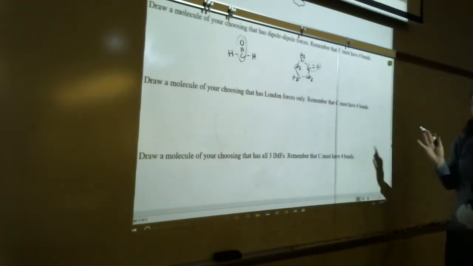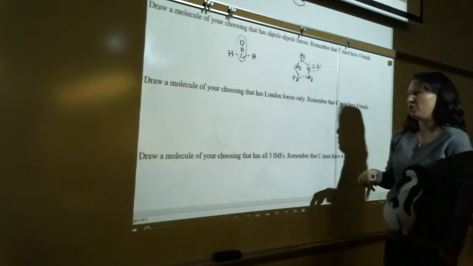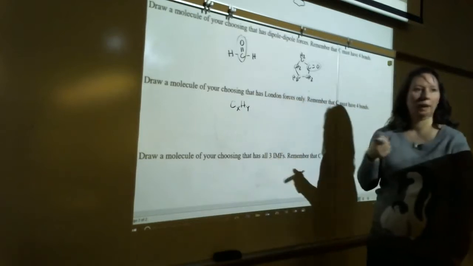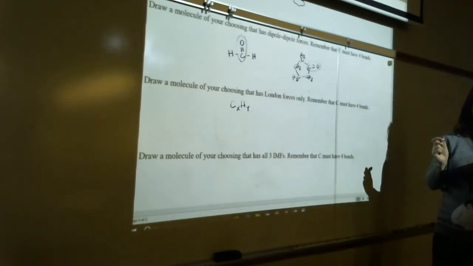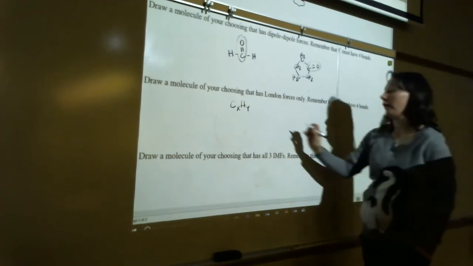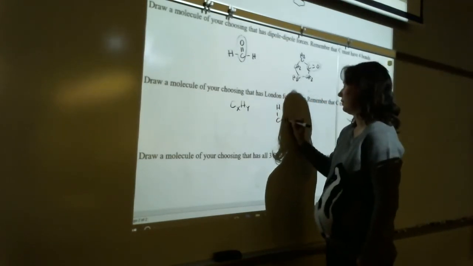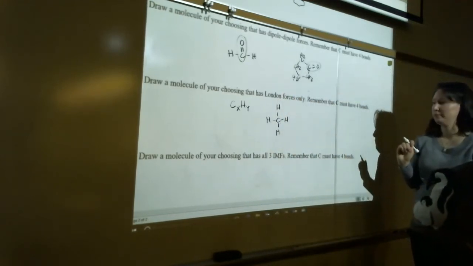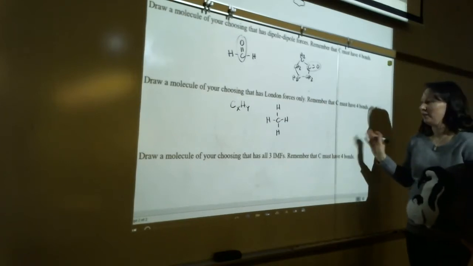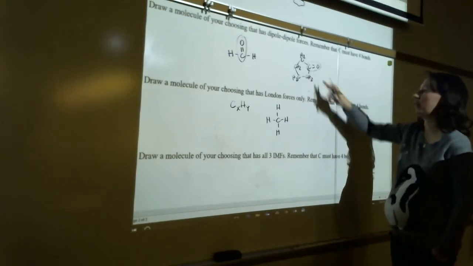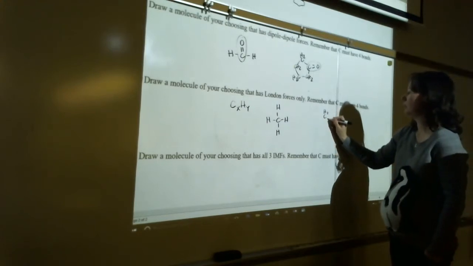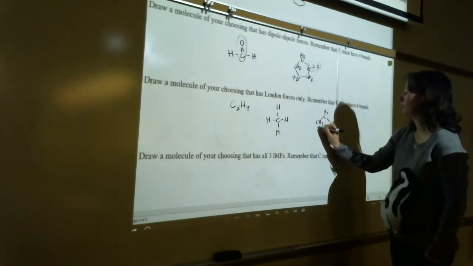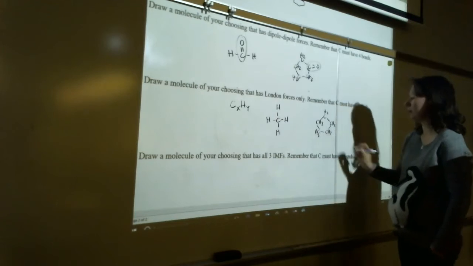Okay, London forces only. So this has got to be a nonpolar molecule. So any CxHy will work. How many carbons do you have in your chain? I have 1 carbon and 4 hydrogens. Okay, so yep, that's the simplest option. Any hydrocarbon will work. You can make it a 1 carbon chain, a 90 carbon chain. You could have made it a ring, right? So instead of having your carbonyl here, CH2, you could have made this. Right, that would work.